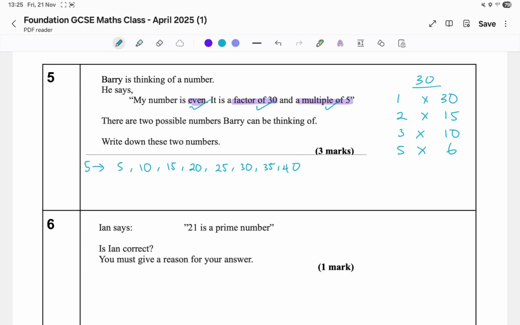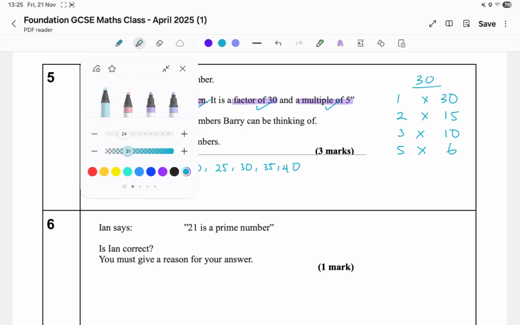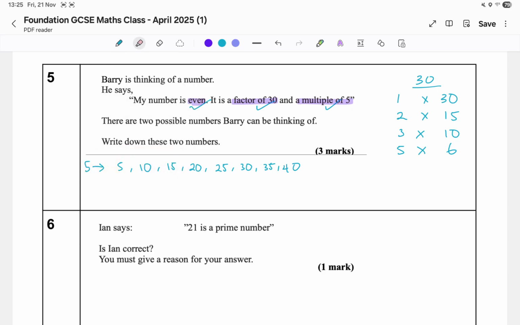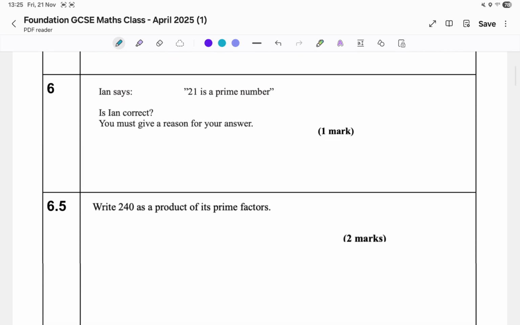The number has to be even. So all we need to do now is look for which numbers are even. So I can see 10 is even. 15 is not even. 20 doesn't exist. The next even number is 30. So the 2 numbers that he's thinking of are 10 and 30. It's just a case of writing everything down, and then you can visually see what your numbers are.